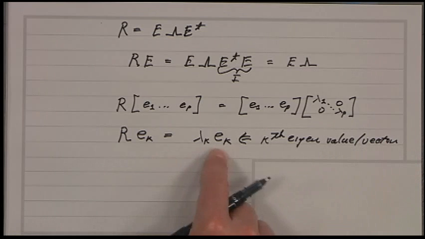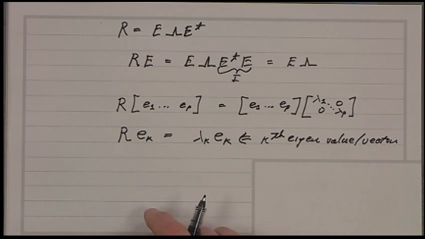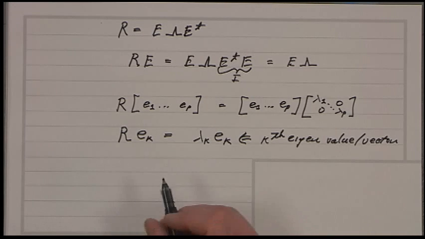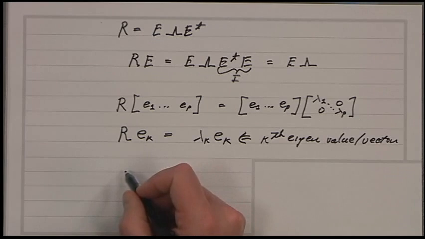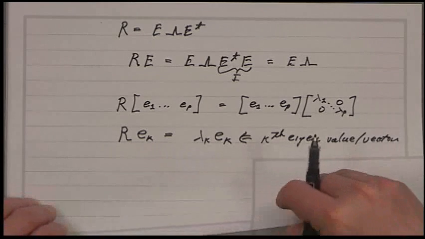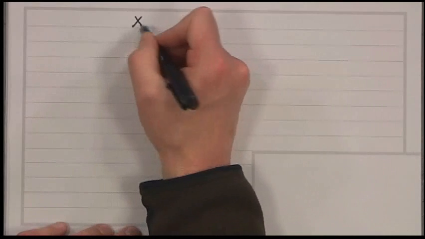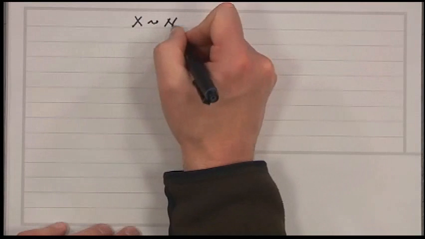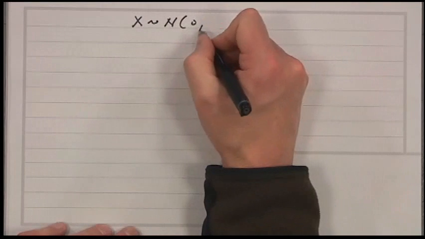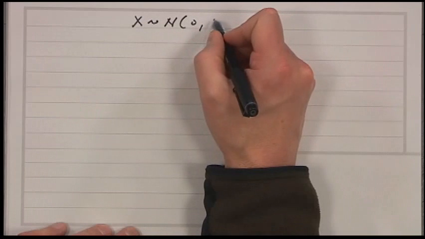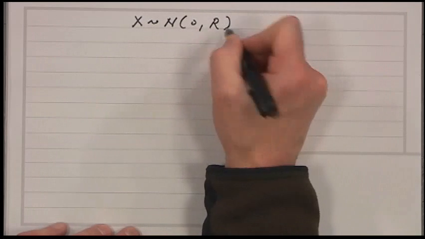So that's what this is. Okay, now, good. Okay, so let's see. If I take x, let me hold on this idea for a moment. If I take x, so x is distributed as normal with mean 0 and some covariance R, right?